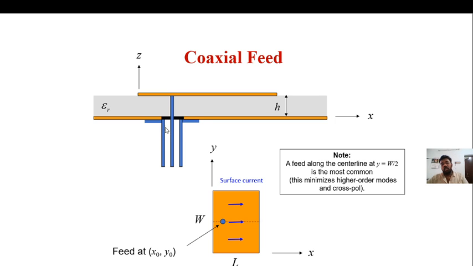So in this we know that the coaxial cable is going to have two conductors, one is the outer conductor and another one is the inner conductor. In this, the outer conductor will be connected to the ground and the inner conductor will be penetrated to the ground through the dielectric and reaches the radiating element, that is the patch. So when you are going to have a feed position at y equal to W by 2, then it will minimize the higher order mode and cross polarization problems, which is usually available in the microstrip patch antennas.